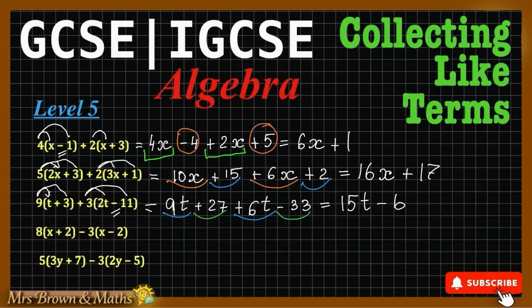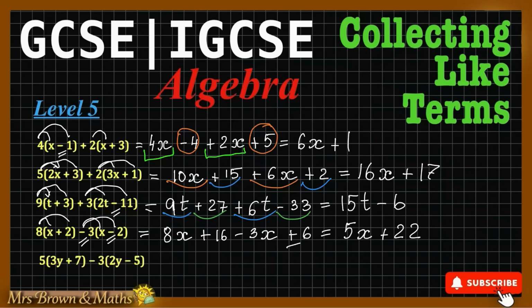Fourth question. 4 brackets x plus 2 minus 3 brackets x minus 2. That is a tricky one, because again, we have two minuses. After expanding, 8x plus 16. Second bracket, minus 3 times x gives me minus 3x. Minus 3 times minus 2, minus times minus gives me plus, so it will be plus 6. Simplify like terms. 8x minus 3x is 5x, and 16 plus 6 is 22. Final answer is 5x plus 22.